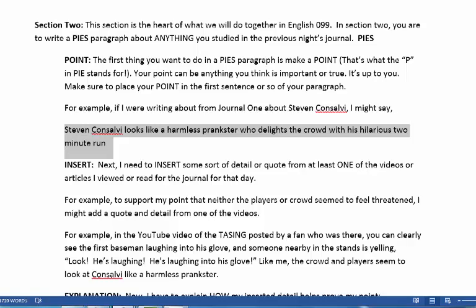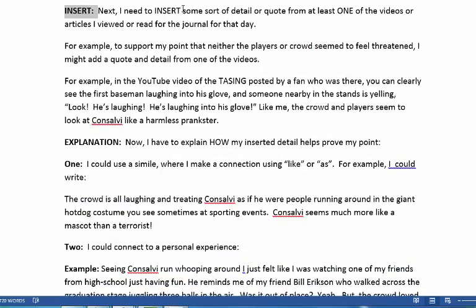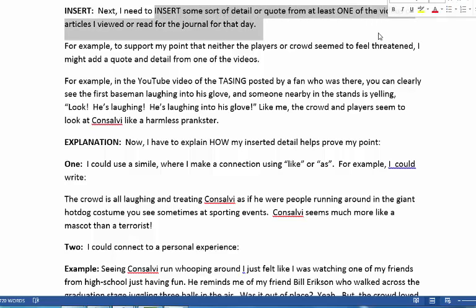Make some point you want to make from what you saw and read about the topic we're discussing in the particular journal. Once you make your point, this is the I in PIES, you want to insert some sort of detail or quote from at least one of the videos or articles you viewed. Anybody can make a point. What shows that you're educated is your ability to insert something to support your point from the different articles and videos you're doing. And really, that's all college writing is, making points and supporting those points. Well, most of what college writing is.